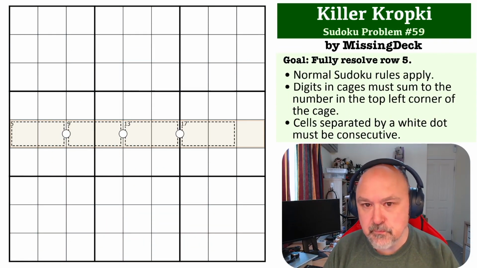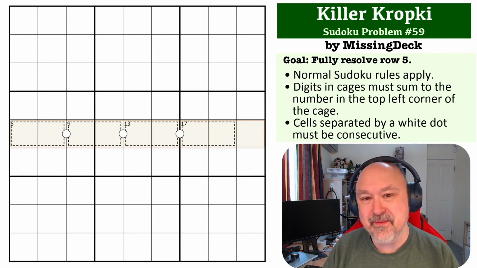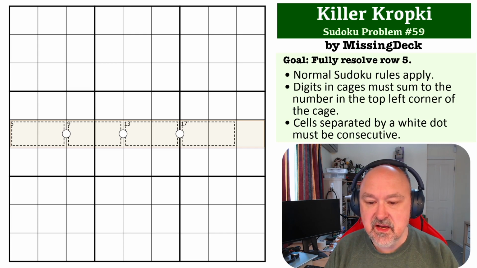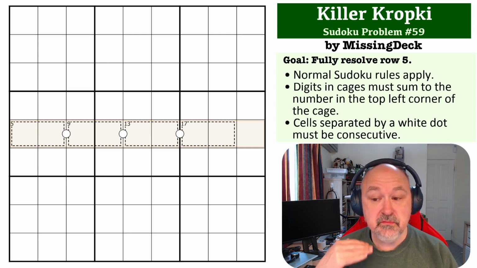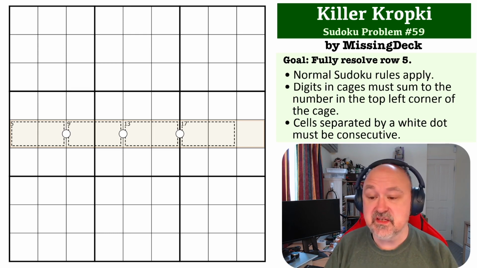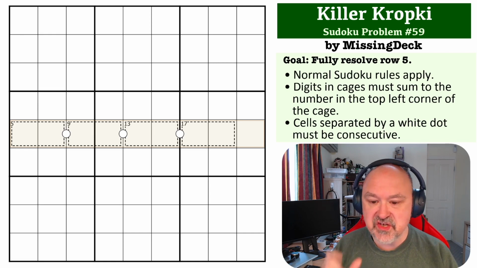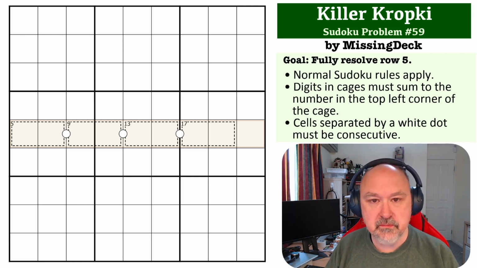This is a Killer Kropki Problem by Missing Deck. So the rules on this one are you need to completely resolve row 5. That's the goal. Killer cages, digits must sum to the number in the top left corner of the cage. That's the sum of the digits that are placed in the cage. And cells separated by a white dot must be consecutive.